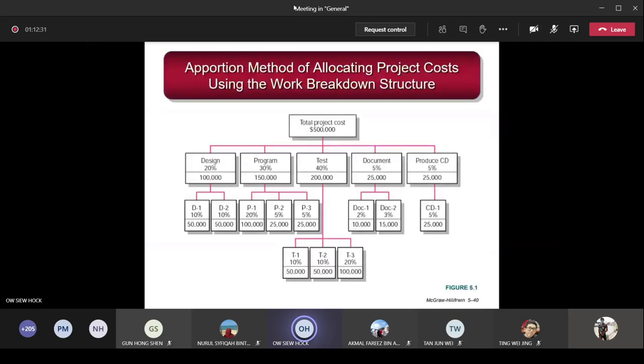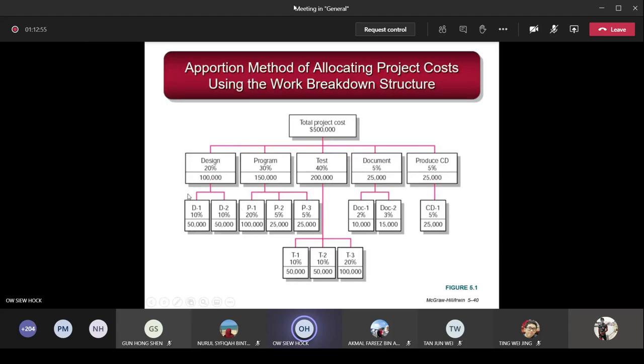So how do you do the apportion method? This is the way to do it. This is an example of the apportion method of allocating project costs using the WBS, work breakdown structure. You can see this is a form of a WBS. This is the total project cost, how you get to this. So you allocate the 500,000 and break it down into design, program, test, document, produce CD.